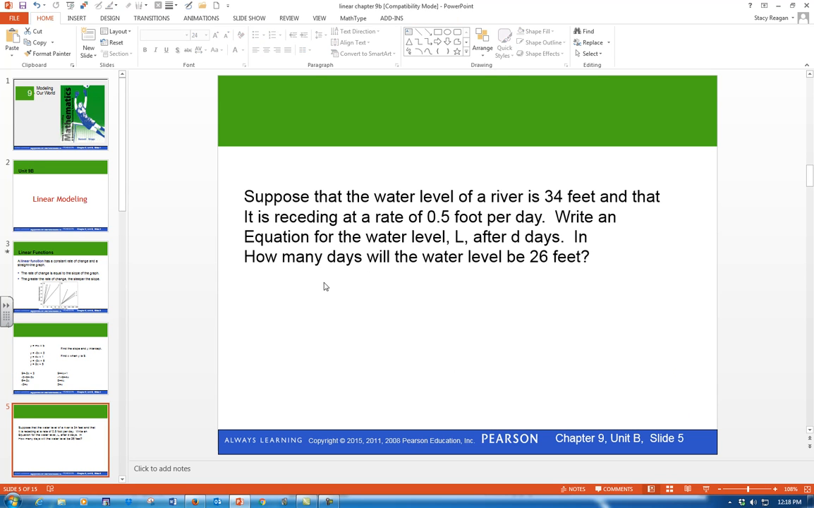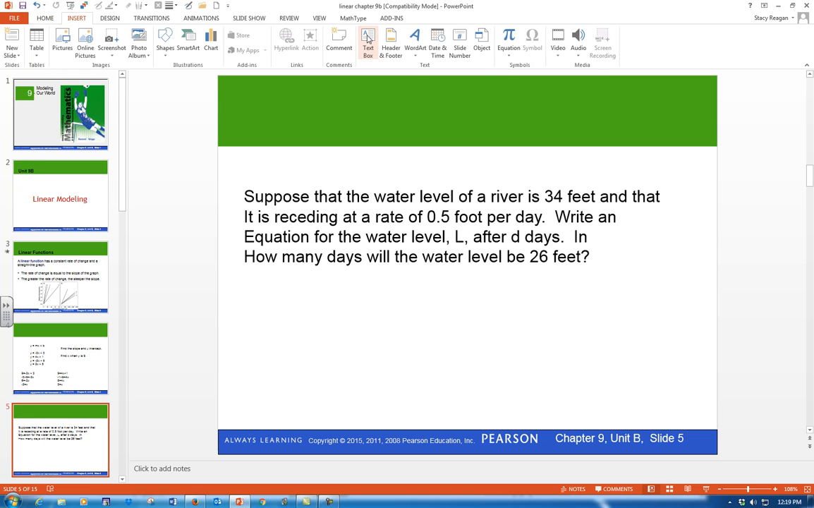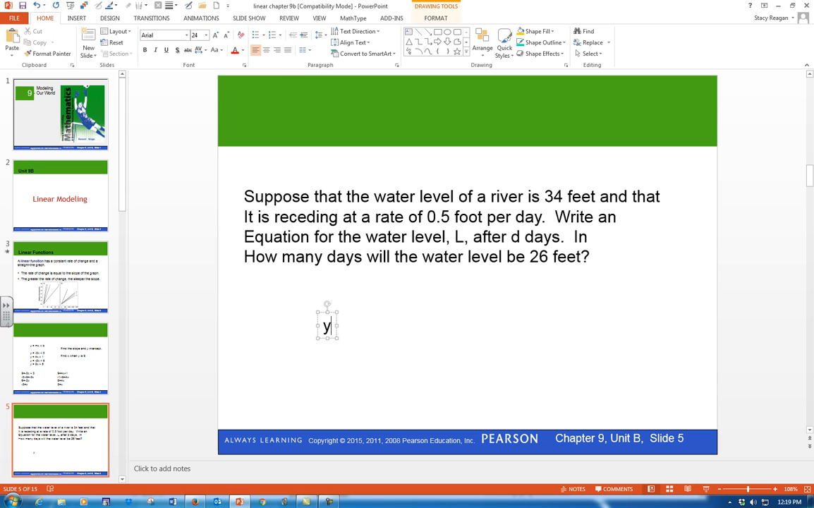Now in problems like this that we did in class, you're going to be writing an equation, so you need to understand what's happening in the word problem. They're all going to be linear, so they're going to be somehow in this format. And you have to be able to write your word problem in that format. So this one says, suppose that the water level of a river is 34 feet. So in this case, it starts out at 34 feet and it is receding. Now receding means going down, so you will be subtracting.